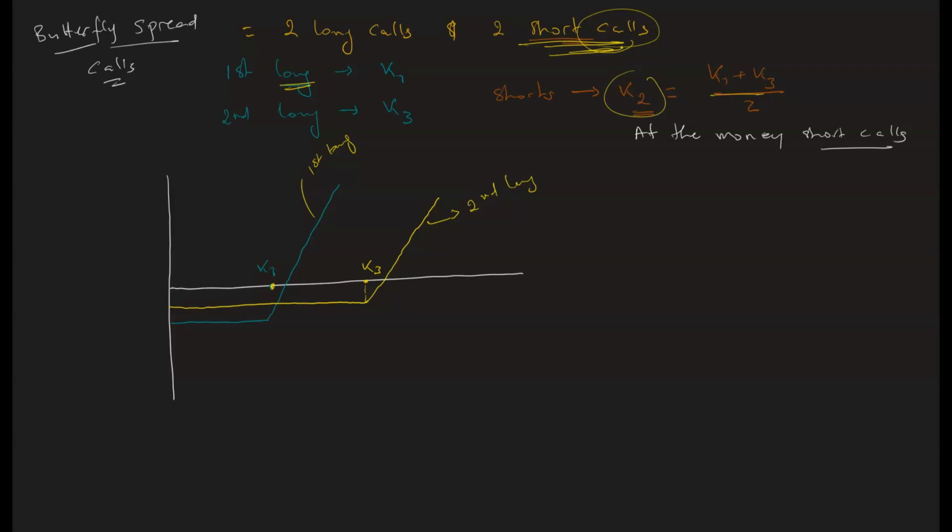That's the middle between K1 and K3. So K2 is going to be somewhere in the middle here, and that has to be the strike price of our short call. Now, our short call profile looks like this.